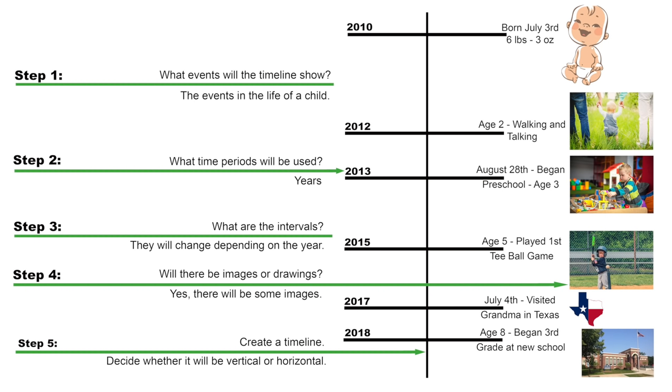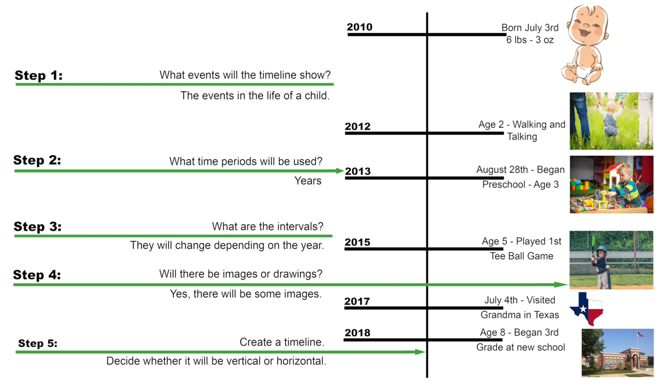The timeline shows the events in the child's life, from when they were born until the present time, starting third grade at a new school. Of course, many other events could be added to the timeline, such as the first tooth, beginning kindergarten, or other important events in the child's life.